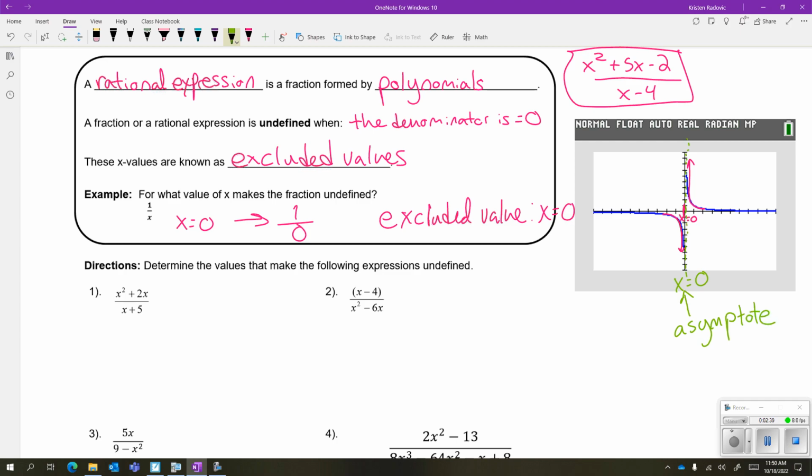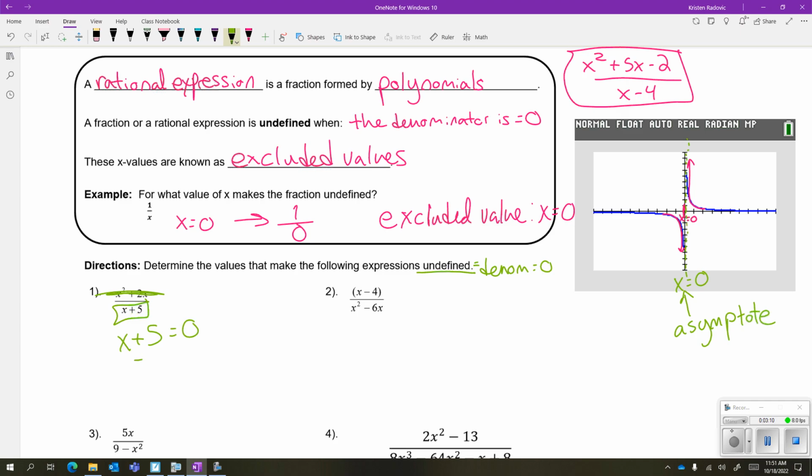We don't have to know too much about that yet, but for now, anytime they're asking which values make the expression undefined, we're just taking the denominator and setting it equal to 0. In fact, I don't even care what the numerator is. I only care when my denominator is equal to 0 because we can't divide by 0. So we take the denominator, set it equal to 0, and solve.